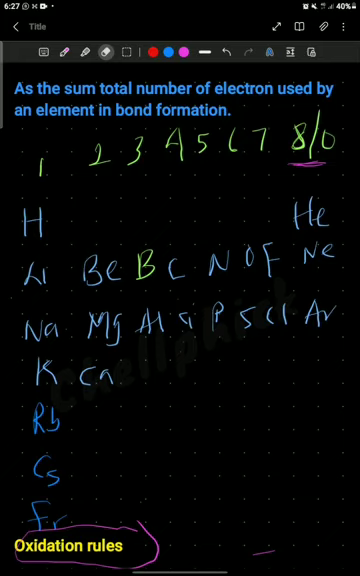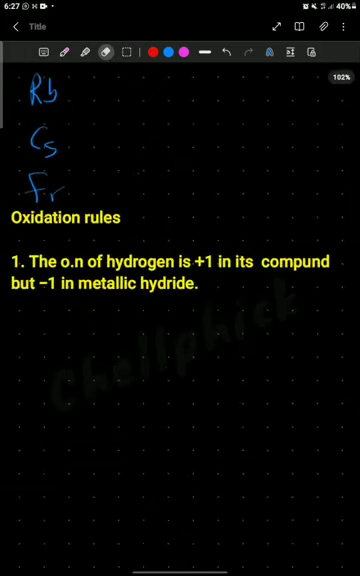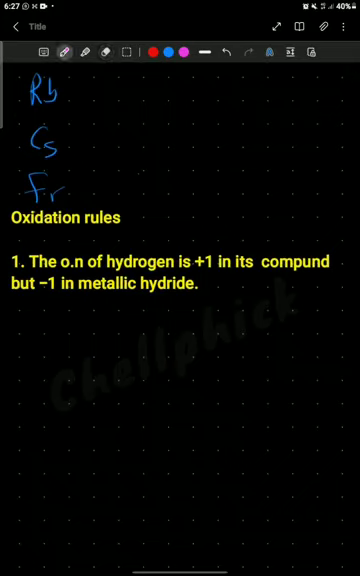So now that you have the basic understanding about this, we can move on. The oxidation rule number 1. Like I said, take your time to understand the oxidation rule. The oxidation number of hydrogen is +1 in its compounds, but in metallic hydrides it is -1. Now, this is quite simple. I will try my best to explain this.